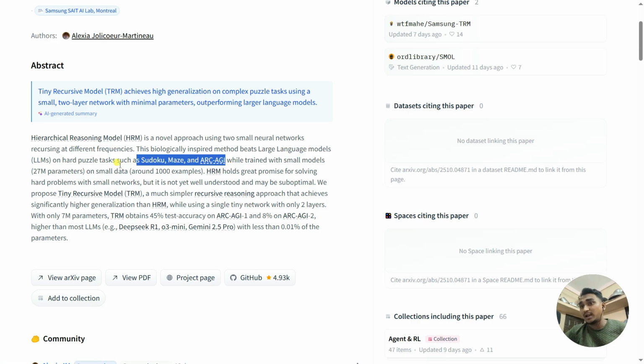While training a small model of 27 million parameters on small data, around 1000 examples, HRM holds great promise for solving hard problems with a small network. But it is not yet well understood and may be suboptimal. We propose here a Tiny Recursive Model, TRM, with a much simpler recursive reasoning process that achieves significantly higher generalization than HRM. They also discuss the accuracy.